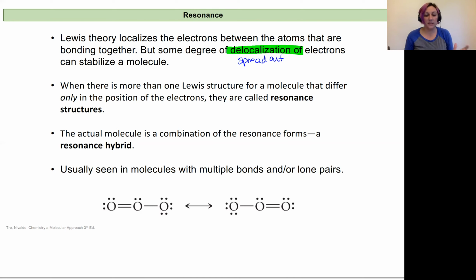Resonance structures come in handy when there's more than one reasonable Lewis structure for a molecule that differs only in the position of the electrons. These are called resonance structures. They are Lewis dot structures that both represent the same molecule, and they're slightly different but look very similar. The difference is where the electrons are placed. That means the way the atoms are connected together, or the order they're connected, is the same. I call it connectivity.